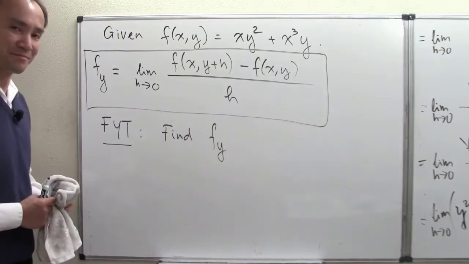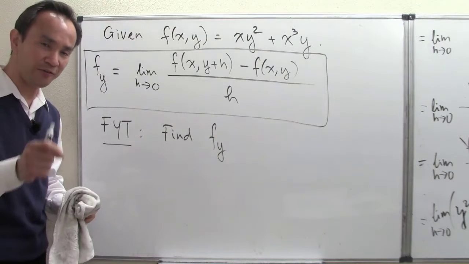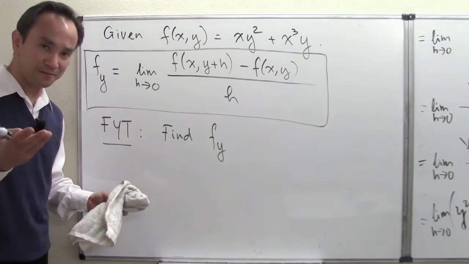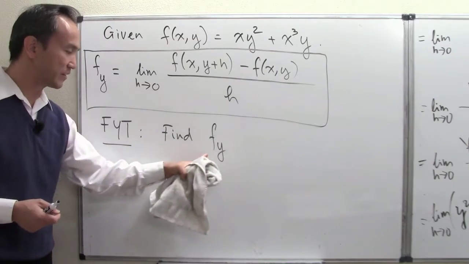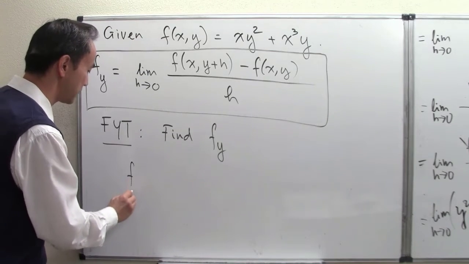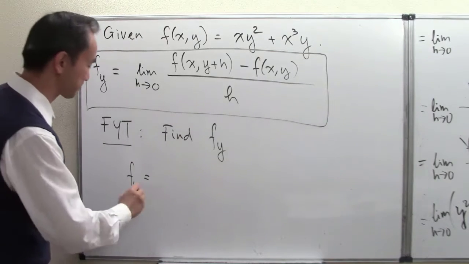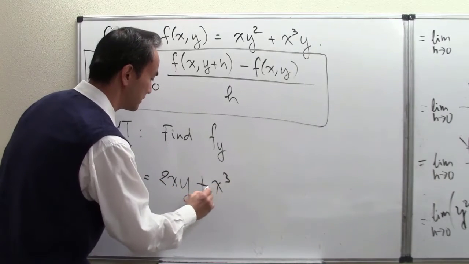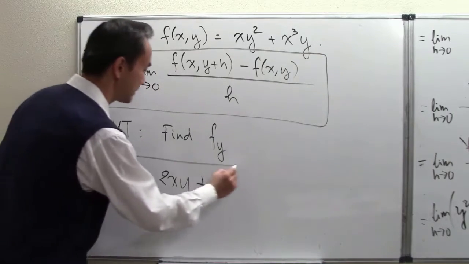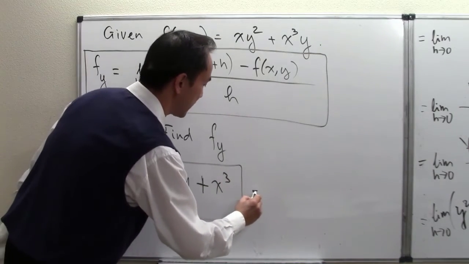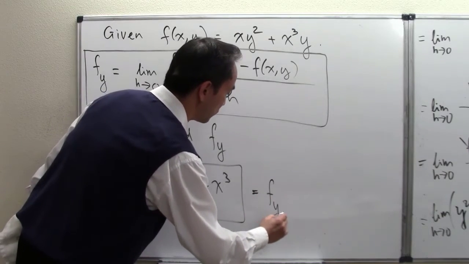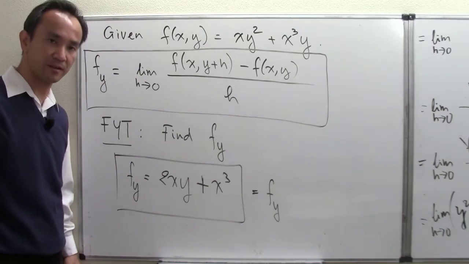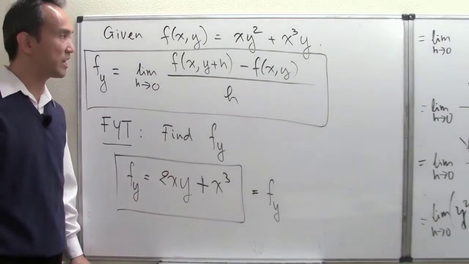Okay. So assuming that you have already paused the video, worked your way up, and found the final f sub y, the partial derivative with respect to y, the answer should be 2xy plus x cubed. Okay, this is the answer, and that is what I call f sub y, the partial derivative with respect to y. And then you can compare with your answer.